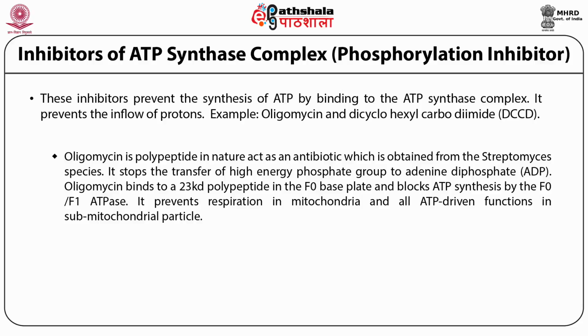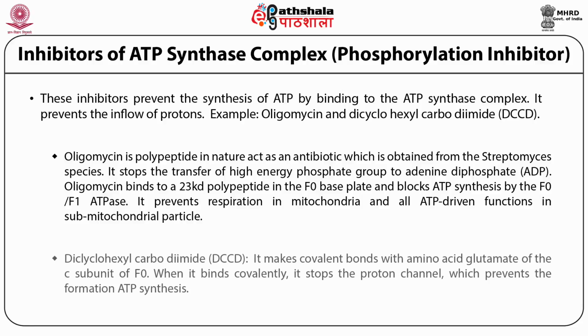Another phosphorylation inhibitor is dicyclohexylcarbodiimide, that is DCCD. It makes covalent bonds with the amino acid glutamate of the C subunit of the F0 base plate. When it binds covalently, it stops the proton channel, which prevents the formation of ATP.